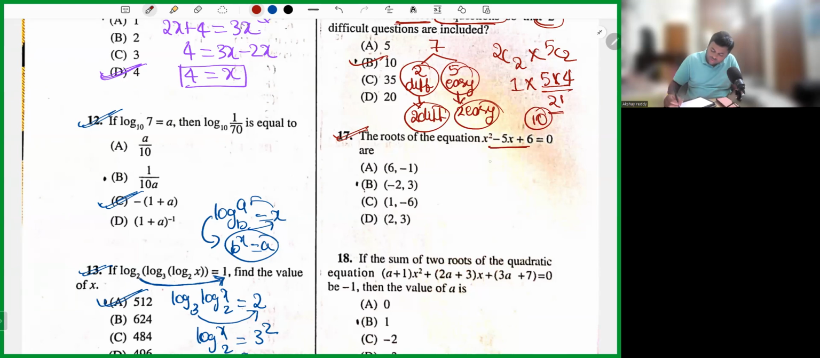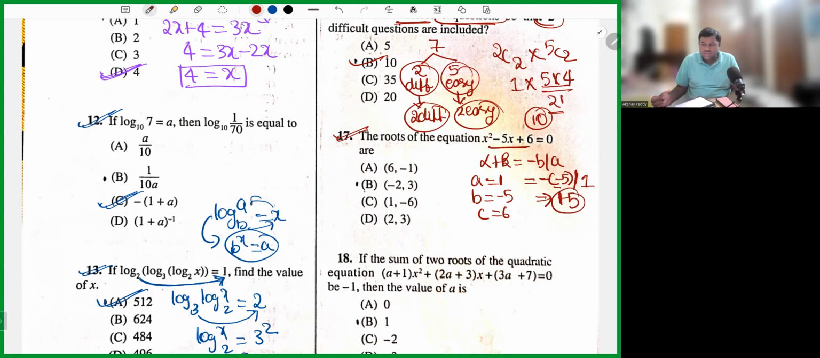However, if you don't want to solve it, what is the sum of roots, my dear friends? Sum of roots is minus b by a. Yes, sir, it's minus b by a, where a is coefficient of x square, b is coefficient of x, constant is 6. Minus b by a, minus of minus 5 by 1, that is equal to plus 5.